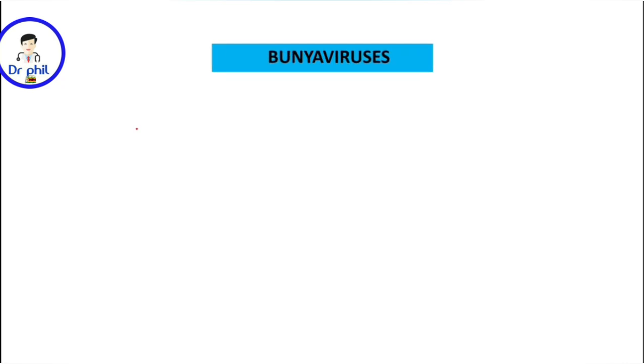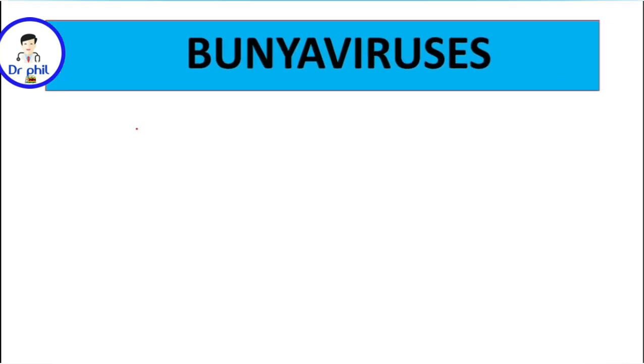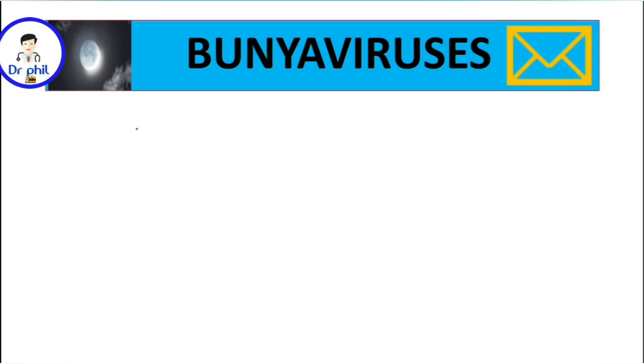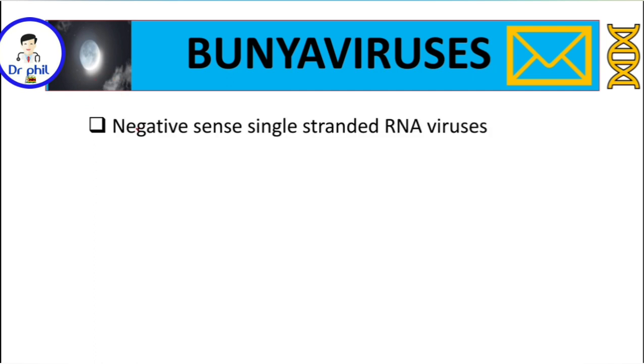Okay, so now let's talk about the Bunyaviruses. Alright, so if you've been watching our videos, can you identify these recurring symbols? Well, this moon is representing negative sense single-stranded RNA viruses, right? So it means Bunyaviruses are negative sense single-stranded RNA viruses.